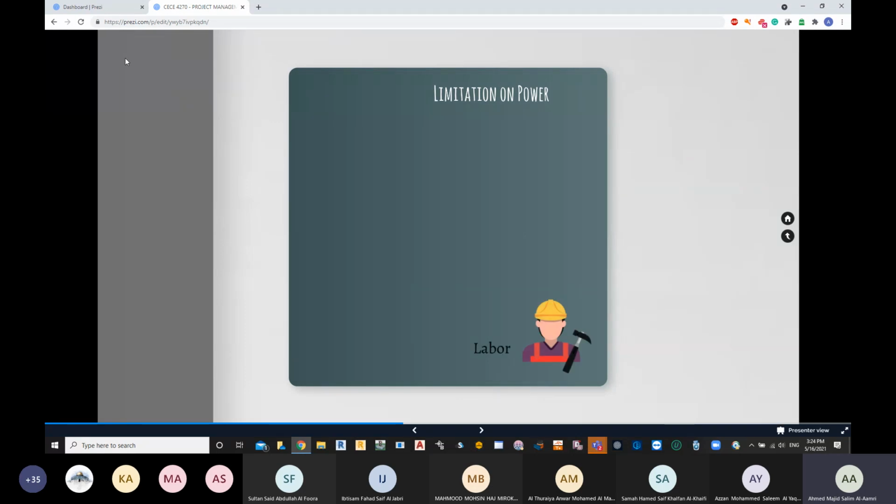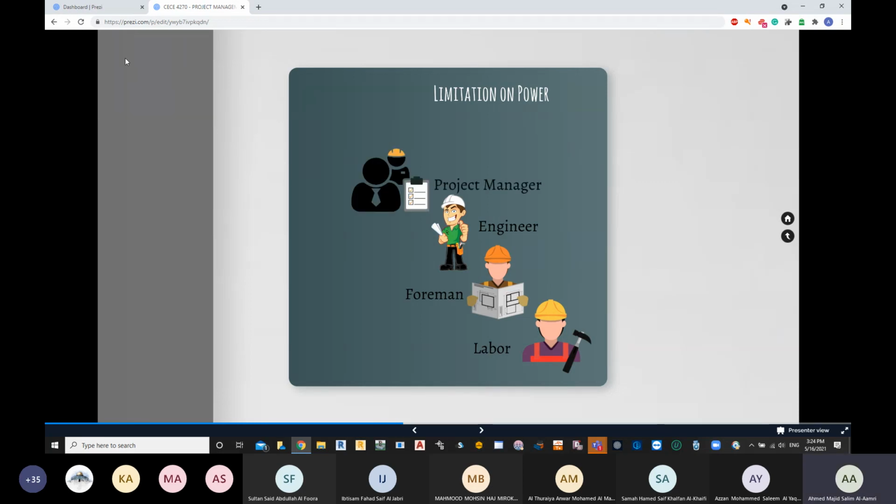Okay. So a good example here, you can see that we have a labor. Above the labor, we have a foreman. So the foreman is a person who is managing a group of laborers. So you can see that labor is having less power. Foreman is having more power than the labor because he is supervising him. Engineer is having more power than the foreman. Project manager is having more power than the engineer. And then eventually at the end, the owner is having all the power in the project. So if the owner says for you, no, do not submit Thursday, submit Sunday, then you will be submitting Sunday only.